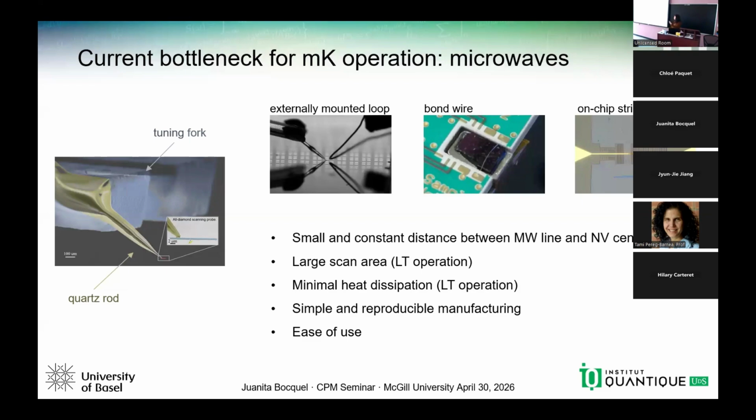Finally, at low temperature, none of the solutions provide a large scan area. Also, since the distance between the microwave lines and the NV center is relatively large, you need to apply a lot more power. This becomes problematic for millikelvin operation. And also just the ease of use. Any user would want something where you don't spend 2 days trying to align just before starting your experiment.